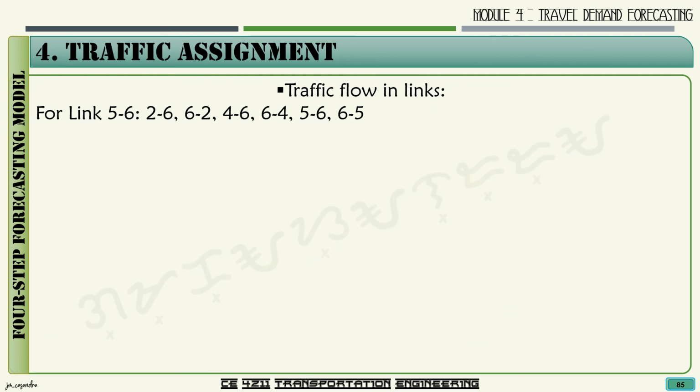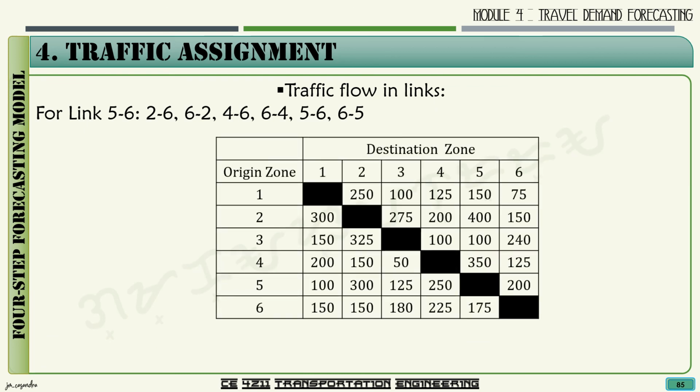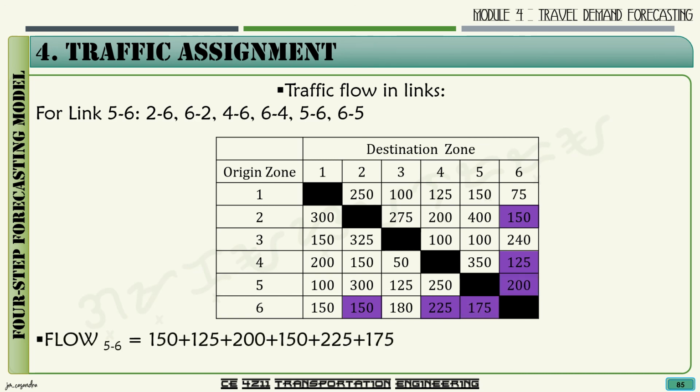And then for the link 5 to 6, the traffic flow in our links will be 2, 6, 6, 2, 4, 6, 6, 4, 5, 6, 6, 5. So we add them up, and we get a value of 1,025.